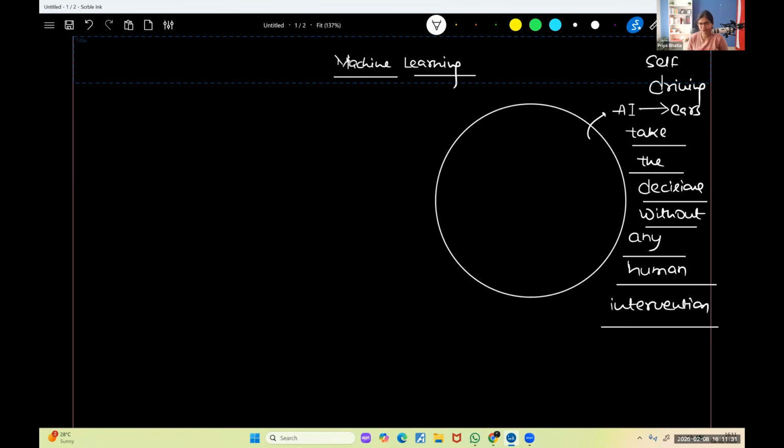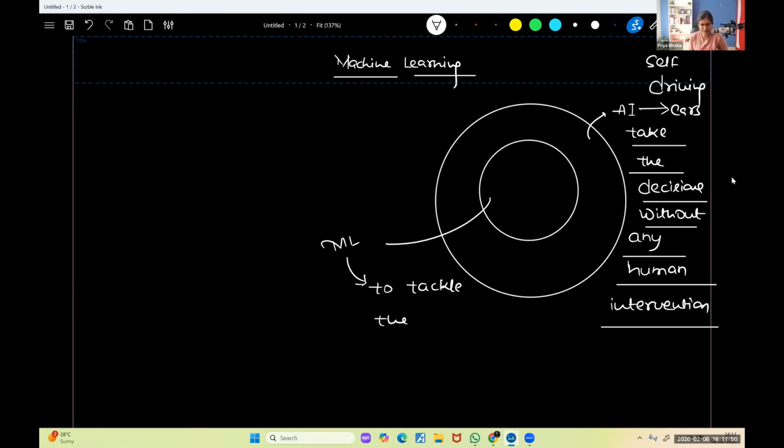Inside AI, we have different domains. Machine learning is one of them, and we can consider it a subset of artificial intelligence. So, when we talk about machine learning, over here, the focus will be to tackle the historical data.